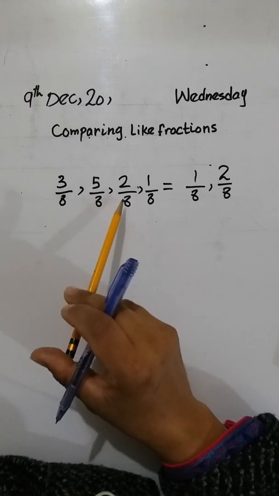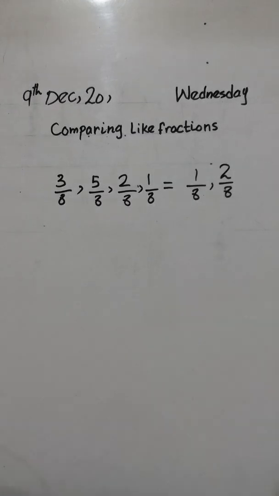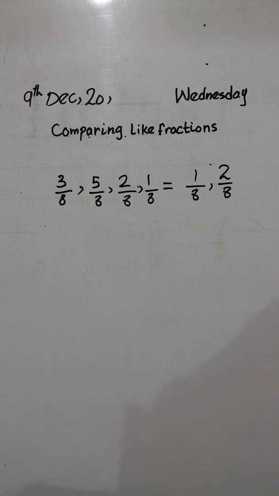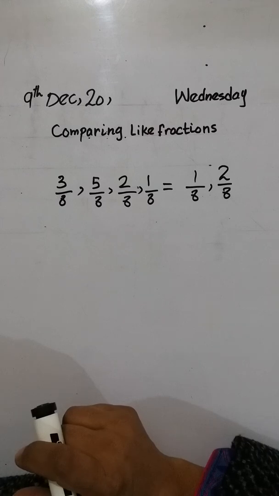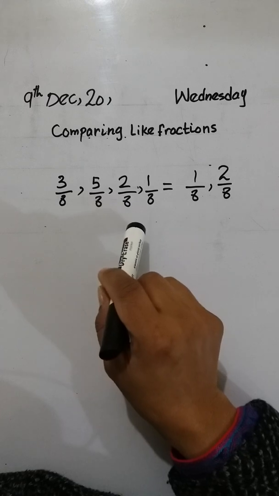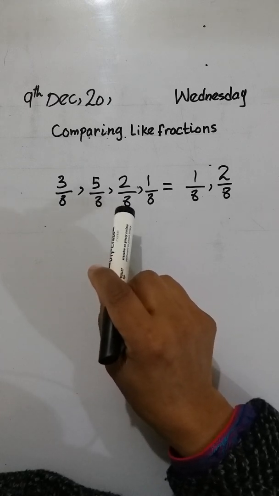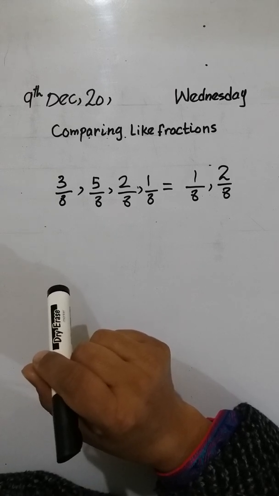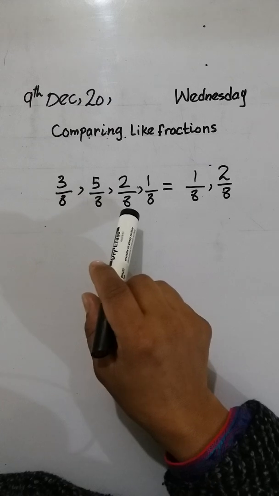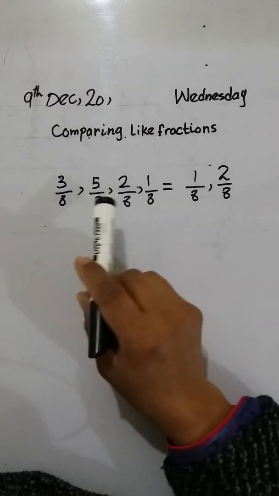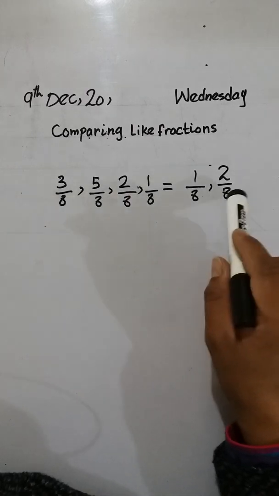So guys, first of all, you can see this is, ये कौन सी फ्रैक्शन है? It's a like fraction. लाइक फ्रैक्शंस कौन सी होती हैं? The denominator in each pair of the fractions is the same. When the denominator in each pair of the fractions is the same, these fractions are called like fractions. Or you can say fractions with the same denominator are called like fractions. So you can see in this case all the denominators are the same.